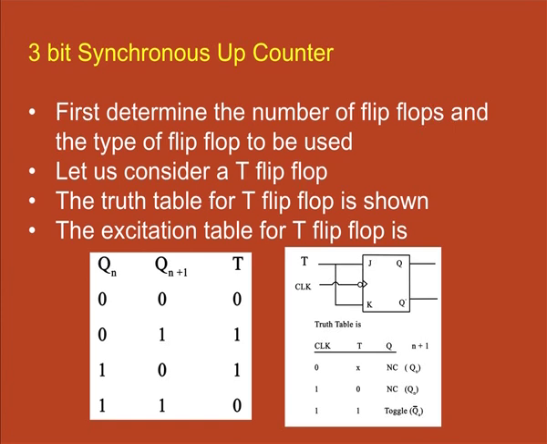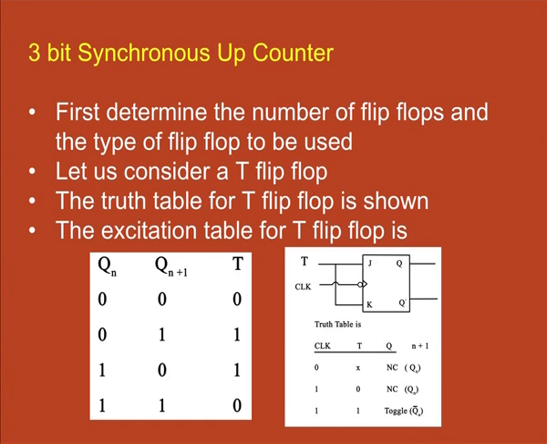But when the clock becomes 1 and the input becomes 0, in that condition also the next state is equal to the present state. It is only when the clock is 1 and input is 1, it will start toggling, that means the next state will be complementary to the present state. Here we also have shown the symbol for the T flip flop.